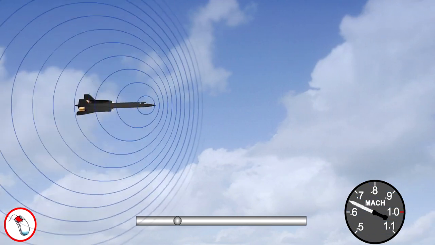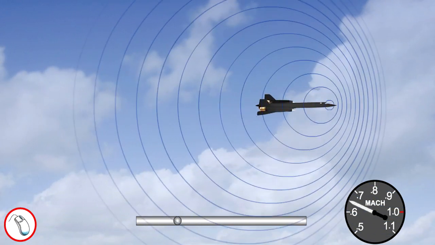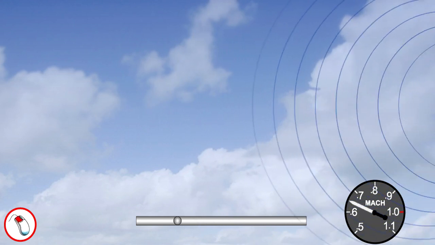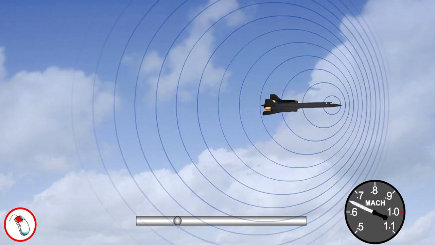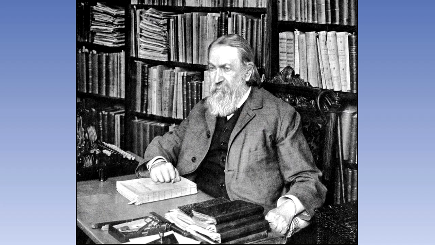The ratio of the speed of the aeroplane to the speed of sound in the air determines the magnitude and intensity of many of the effects of high-speed flight. Because of the importance of this speed ratio, aerodynamicists have given it a special name called the Mach number in honor of Ernst Mach, a late 19th century physicist who studied gas dynamics.